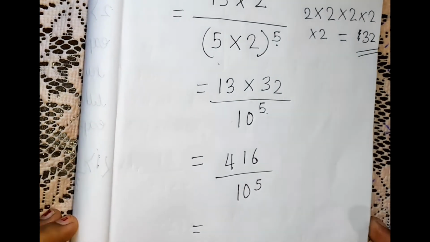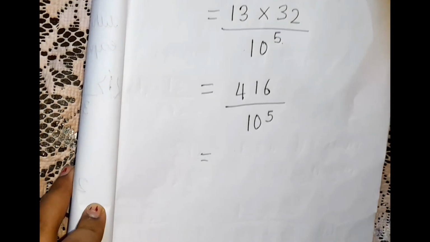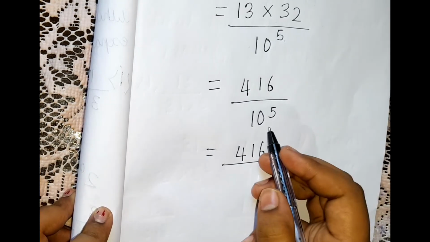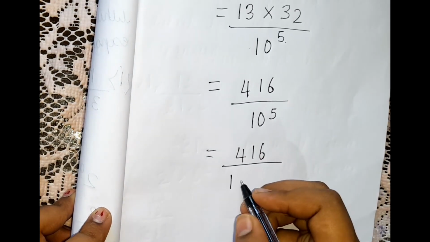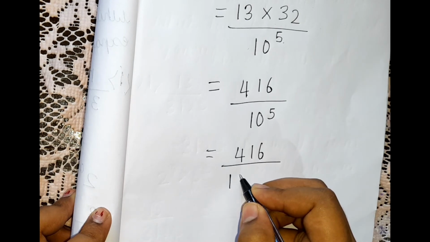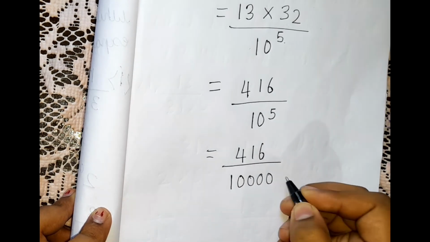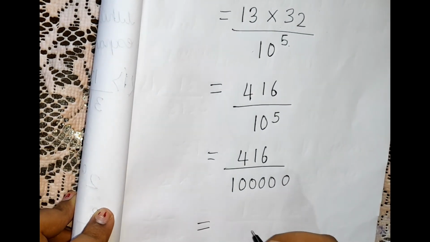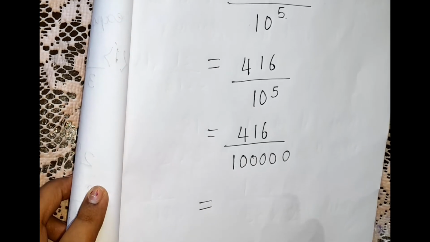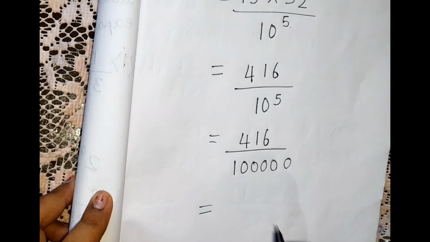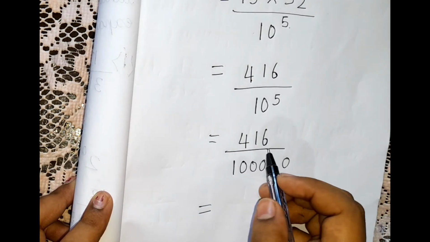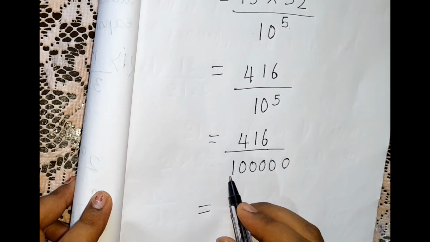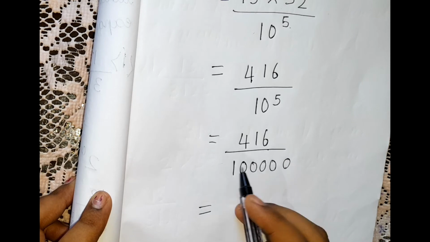So now let's write 416 by, we should write 0 five times. Okay, so we shall write 1 like this, and 1 2 3 4 5. So totally we wrote 5 zeros. So it is equal to, as you guys can see, 416 by 1 lakh, that is ones, tens, hundreds, 10,000 and 1 lakh. So totally we have 416 by 1 lakh.